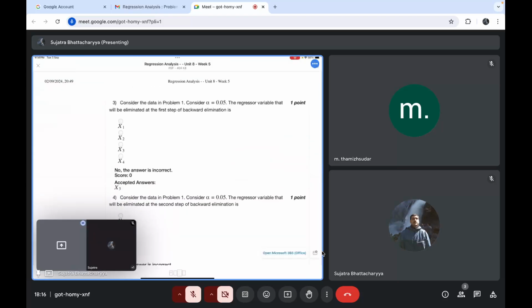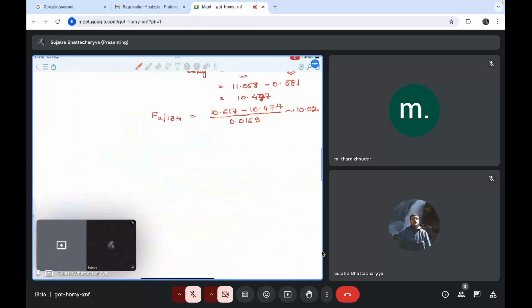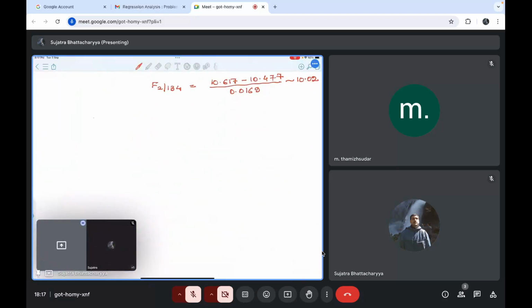Third question says that you start the backward elimination process. The first step, you consider alpha as 0.05. Okay, the regressor variable that is to be eliminated, because it's a backward elimination process. So let's see. Okay, so question number 3, you will start with backward elimination given that alpha is equal to 0.05. First step of backward elimination.